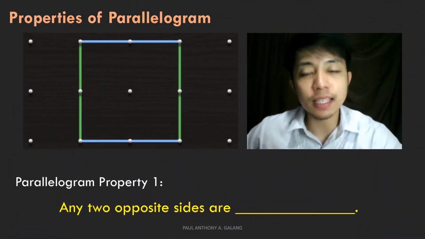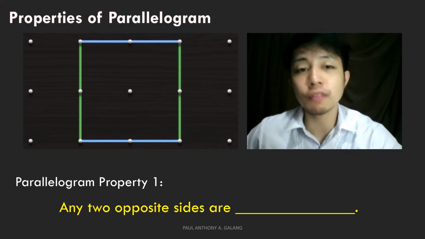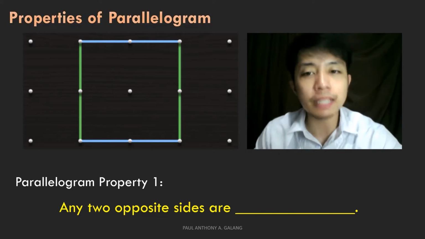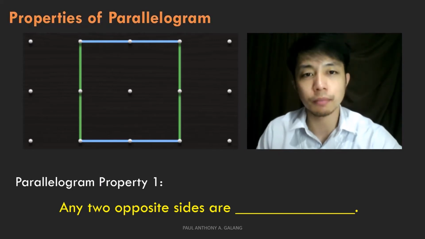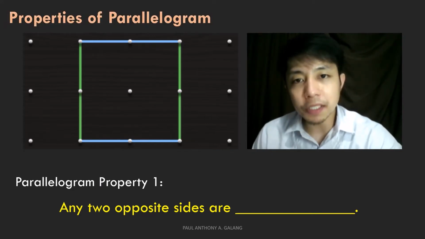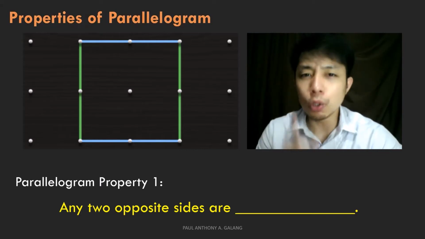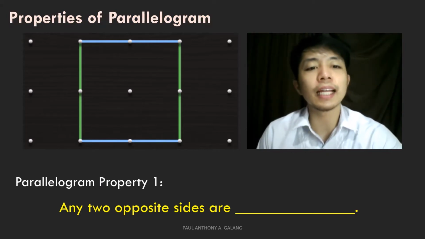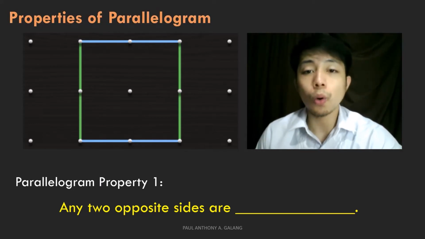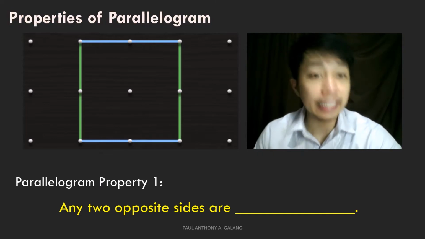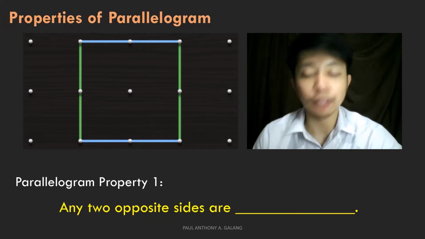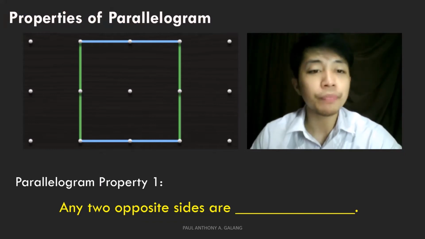Okay, next is about the five properties of a parallelogram. Help me fill in the blank with the correct answer to complete each property. Ready? Parallelogram property number 1: any two opposite sides are blank. Looking at the illustration, we can tell that opposite sides, like the sides colored blue or the opposite sides colored green, are identical, meaning they are similar in size, exactly alike, and therefore the answer is congruent.